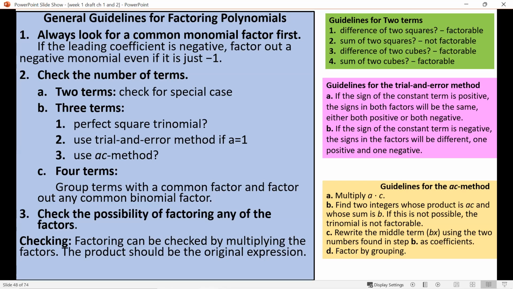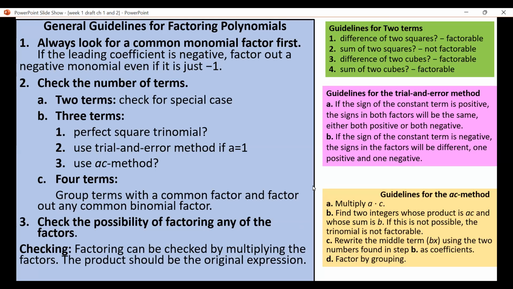When you're finally done, make sure that you check everything, okay? And that your product is the original expression. If you want to come back to this slide, you can. Here on the right, I've kind of broken down some more of the steps, right? That is the end of this section. Good luck on your homework. Come back to any slides you might need later.